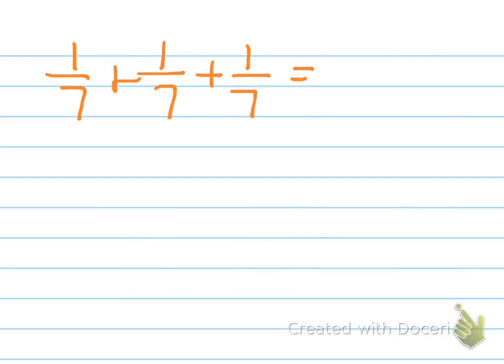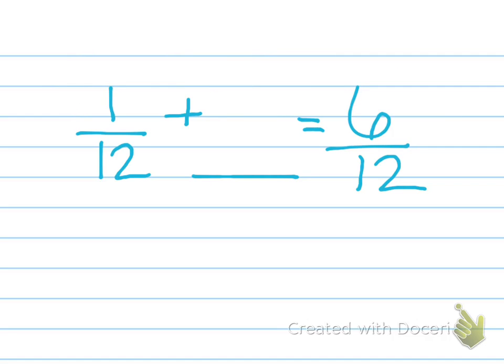Number 5 says solve. So the first problem is 1/7 plus 1/7 plus 1/7. Since the denominators are all 7s, the denominator stays the same. It's also 7. So you just add the numerators. 1 plus 1 plus 1 is 3. Therefore, your answer is 3/7. B says 1/12 plus something equals 6/12. So since the denominators are both 12, we know this denominator is also 12. And then 1 plus what equals 6. So 6 minus 1 is 5. Therefore, the answer is 5/12.